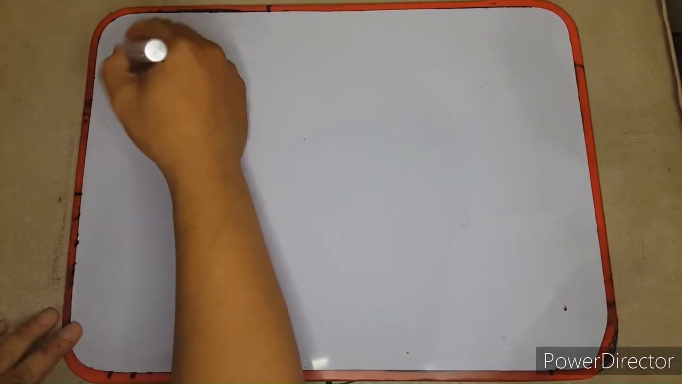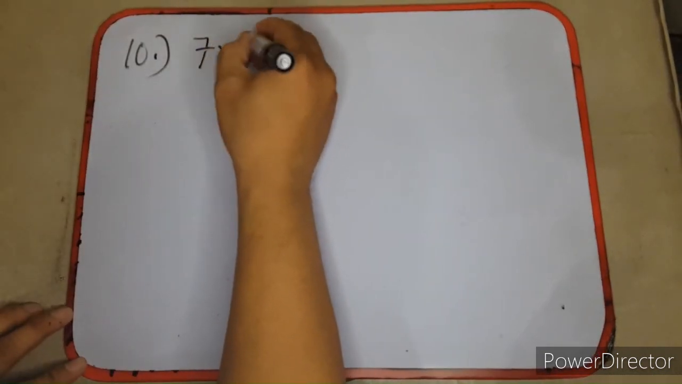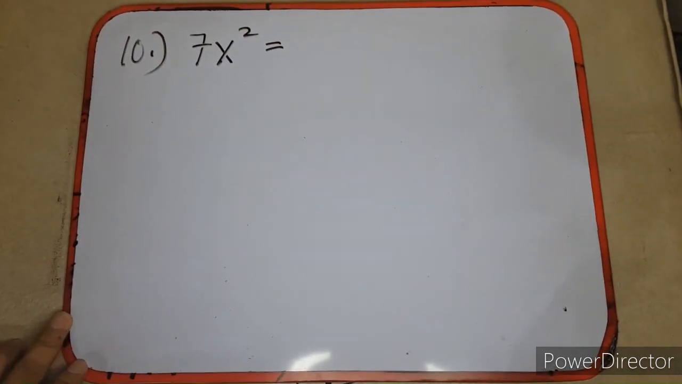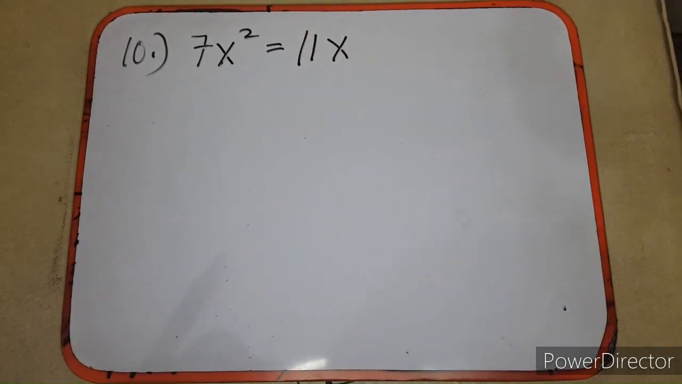Okay, let's have example number 10 now. So, example number 10, the given is 7x squared is equal to 11x. That given quadratic equation was not arranged again in the form ax squared plus bx plus c is equal to 0. So that's why we have to arrange it first in that form so that we can correctly identify values of a, b, and c. And also, that given equation is an equation where c is equal to 0.